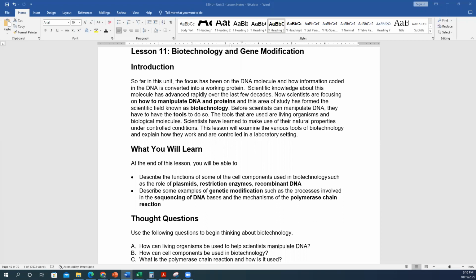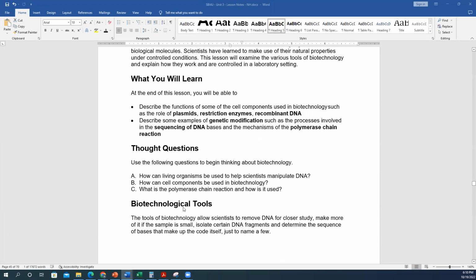These tools are often living organisms and also biological molecules, and scientists have figured out how to make use of the natural properties of these to bring about the kind of changes that are of interest to them. What we'll talk about today specifically is the role of some of the cell components that are used in biotechnology, such as the role of plasmids and restriction enzymes and recombinant DNA.